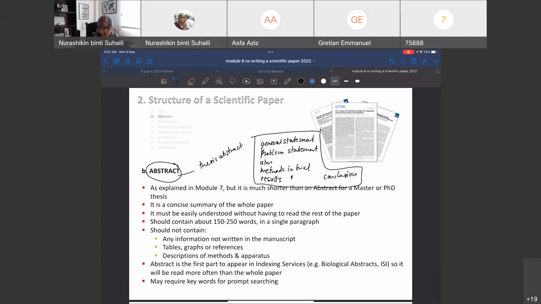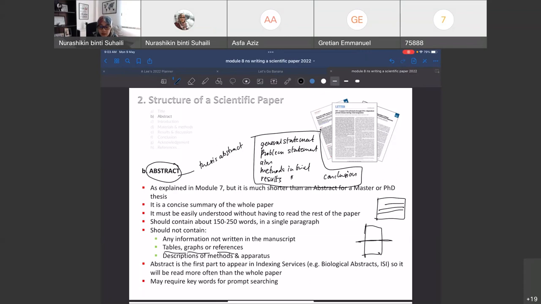Okay, and what you should also know is that there shouldn't be any tables, graphs or references, because it's a short write-up. It's only one paragraph. If you think about an A4 page, font size of 12, it should be just half of the A4 page. It shouldn't be more than that, because the limit depends on the journal. Some journals set the limit of 250 words, some may set 300 words, but normally it's a maximum of 300 words.